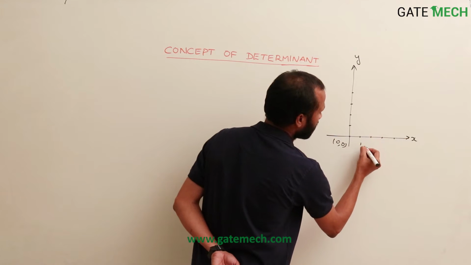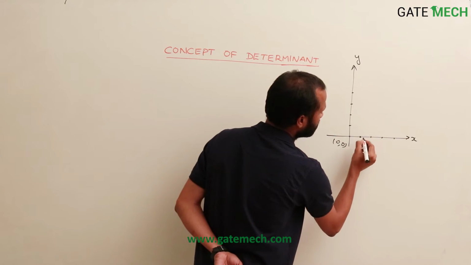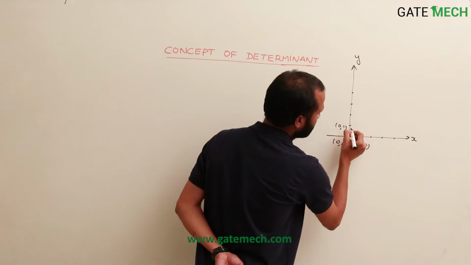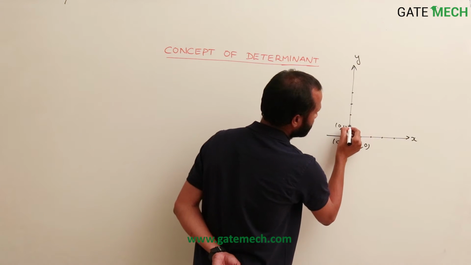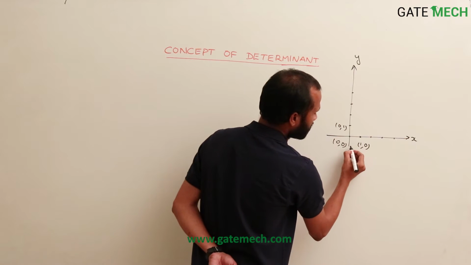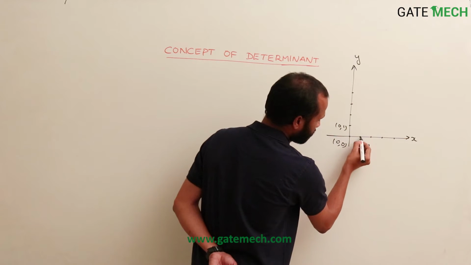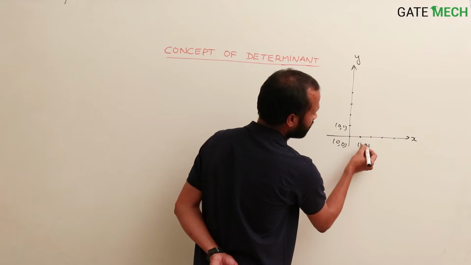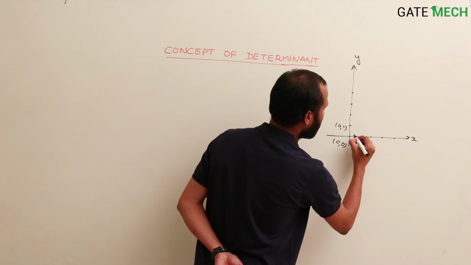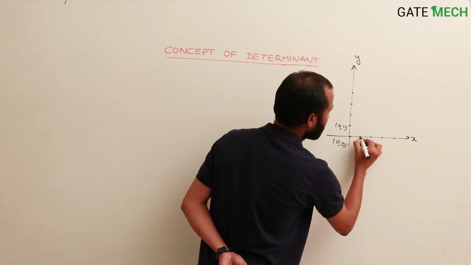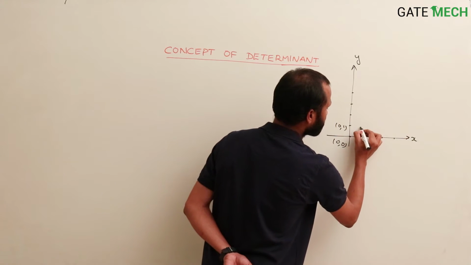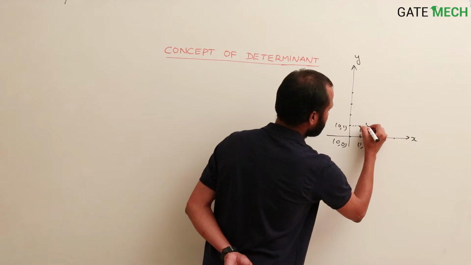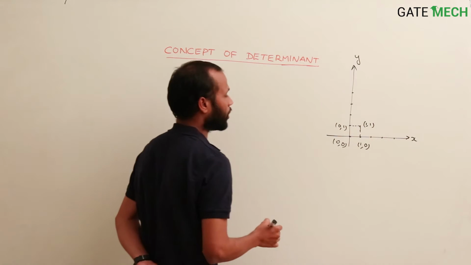This is 1, 0, the point that corresponds to 1, 0. And the point that corresponds to 0, 1: there is no movement in the x direction, only 1 unit in the y direction. For the next point, one movement in the x direction and one movement in the y direction gives the point 1, 1. So there are 4 points.